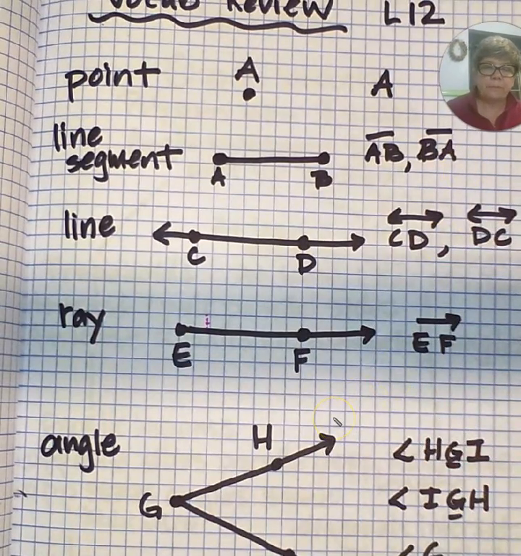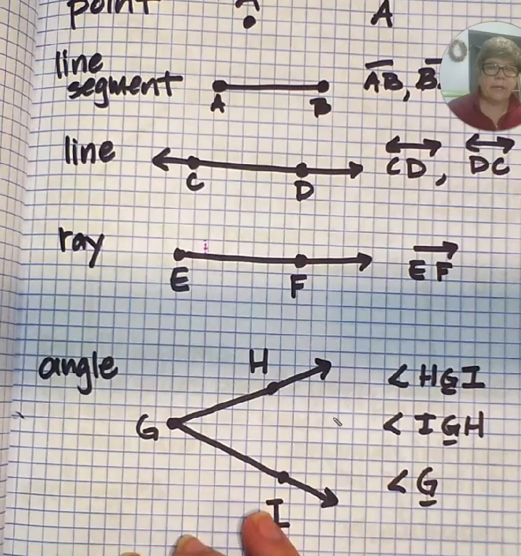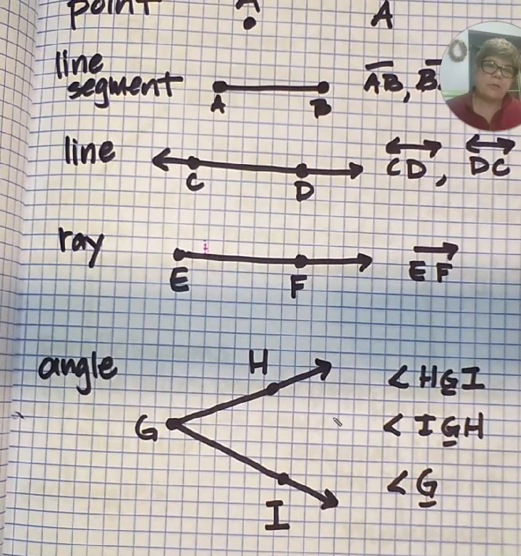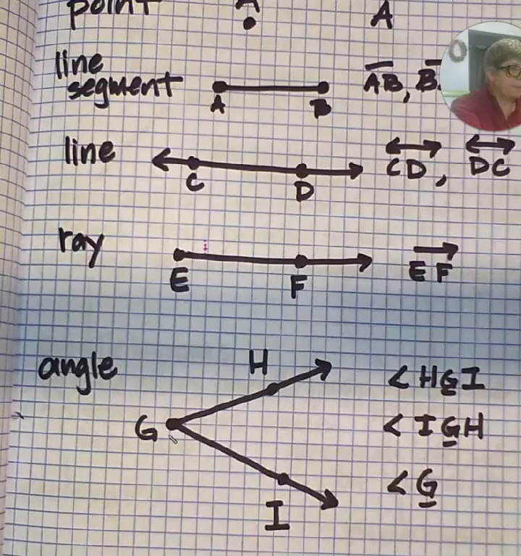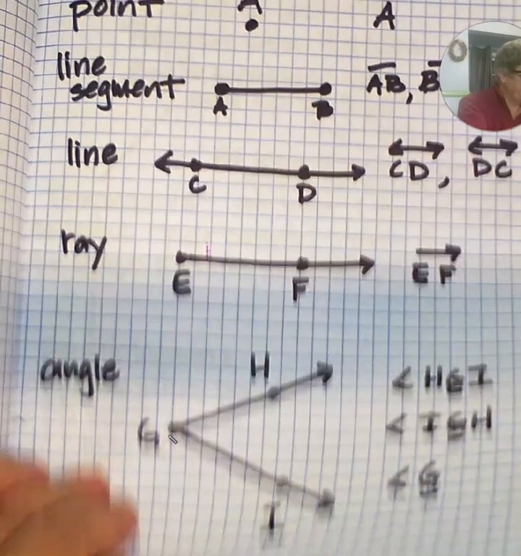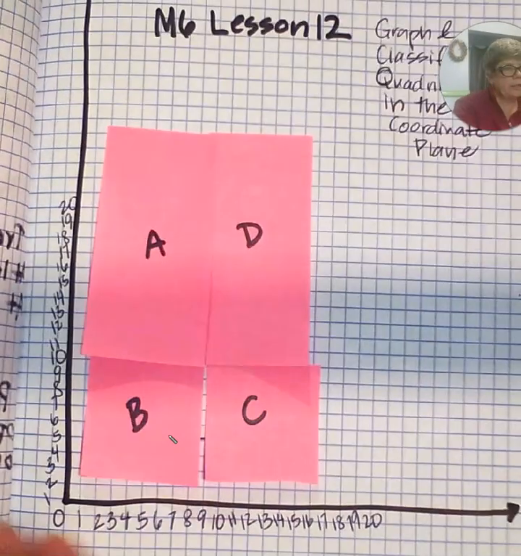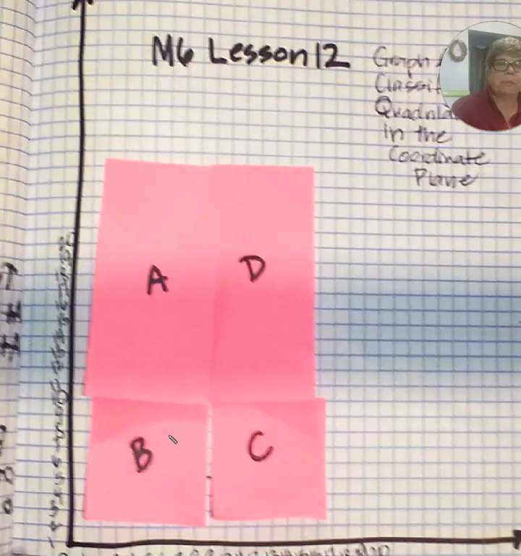Then we have an angle, and an angle like this one. Notice that we name it by the point that is making the angle, right? So we have two lines going together. You can see that they go on forever and they meet at a point, and our point is G, so it could be called angle HGI, angle IGH, or just angle G, but we're definitely focusing on the G. Okay, that was our quick vocabulary review. Now let's jump in to our little mystery on the coordinate plane.